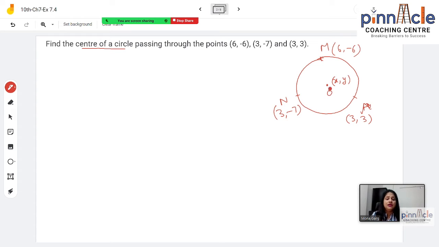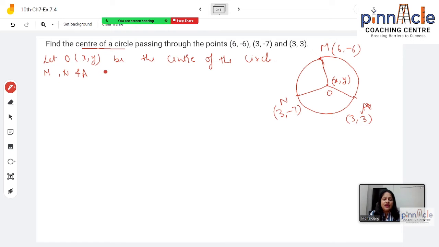अब अगर आप ध्यान से देखेंगे तो point M and A are lying on the circumference of the circle, and if the points are lying on the circumference and we are finding the distance from the center, so what are these? Yes, these are the radius. Very good. So आप यहाँ पे लीजिए, let O x y be the center of the circle. And point M, N and A are on the circumference of the circle.